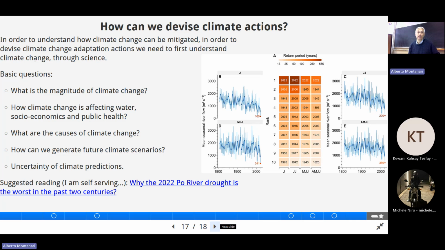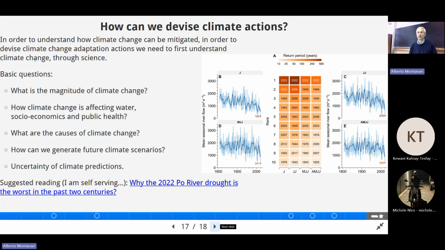And then we looked at the average flow in June, July. JJ means June, July. Again, 2022 is the first position. And then we look at the average flow during May, June, July, MJJ. And then April, May, June, July, AMJJ. And you see that 2022 is always in the first position. Okay, but let's look at the graphs.